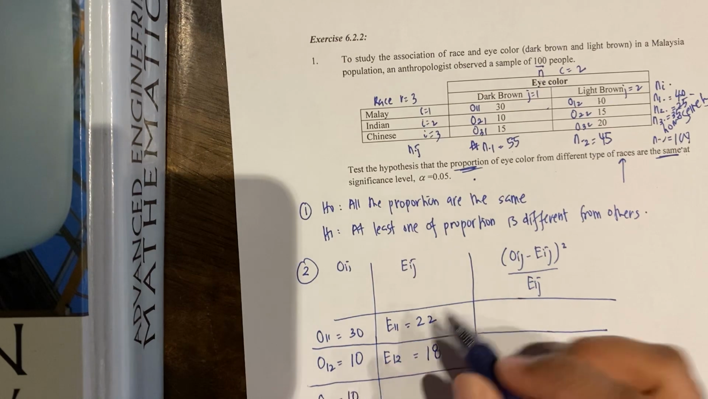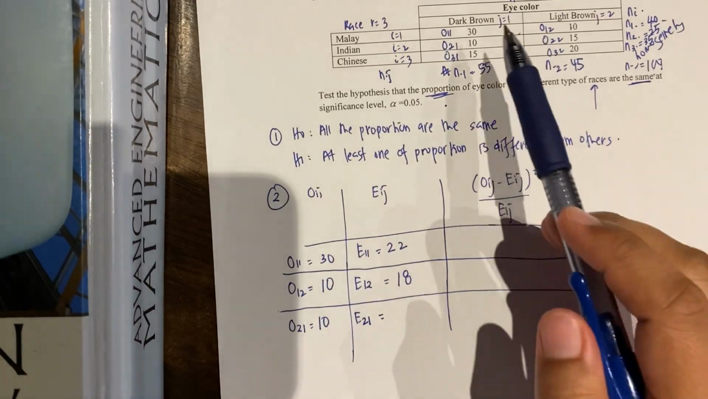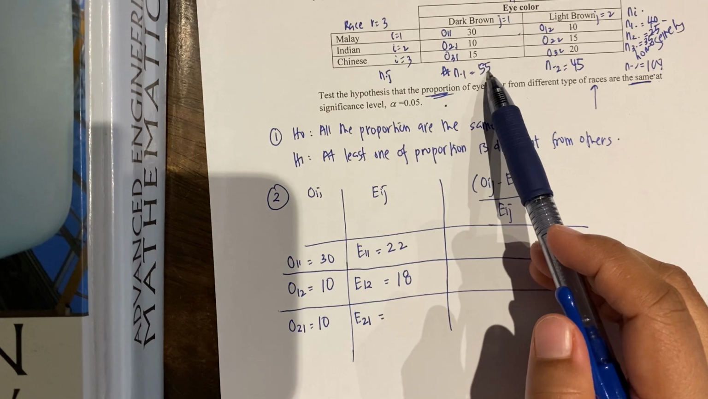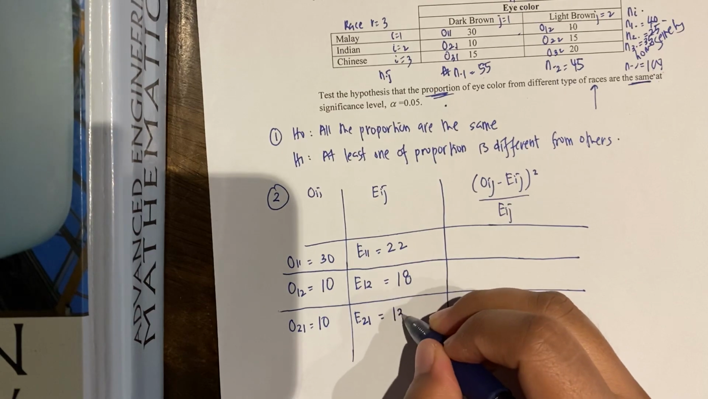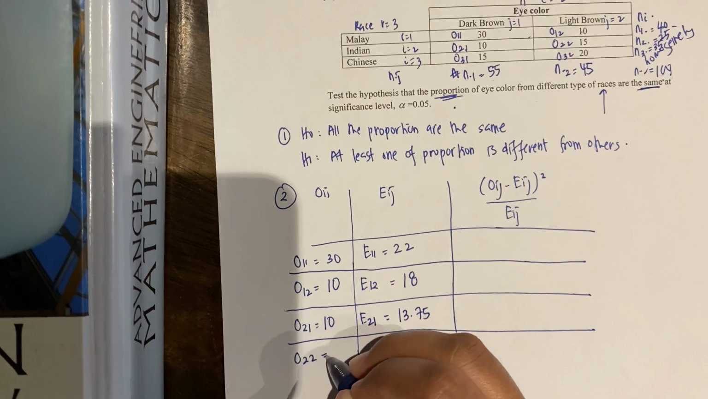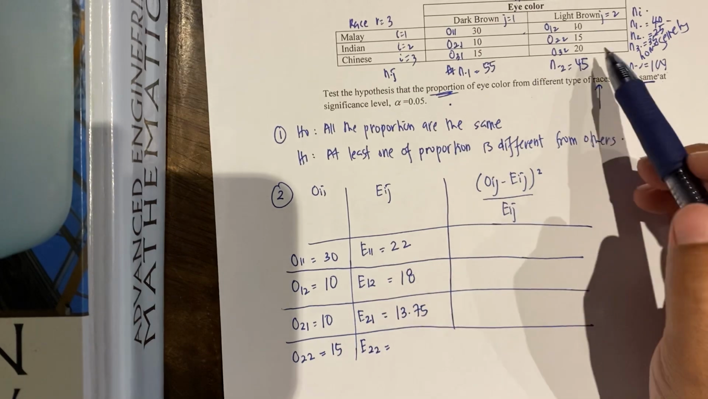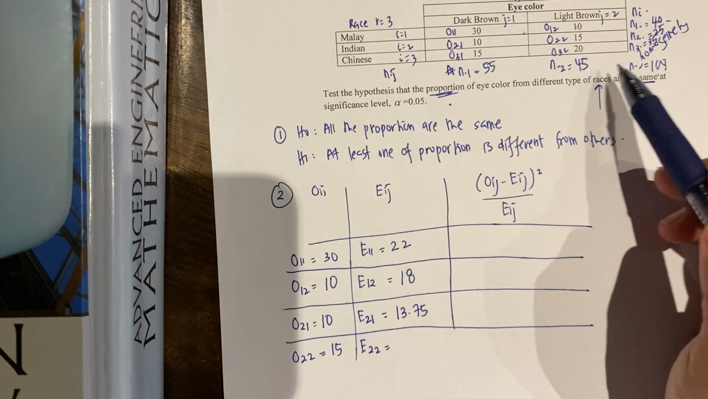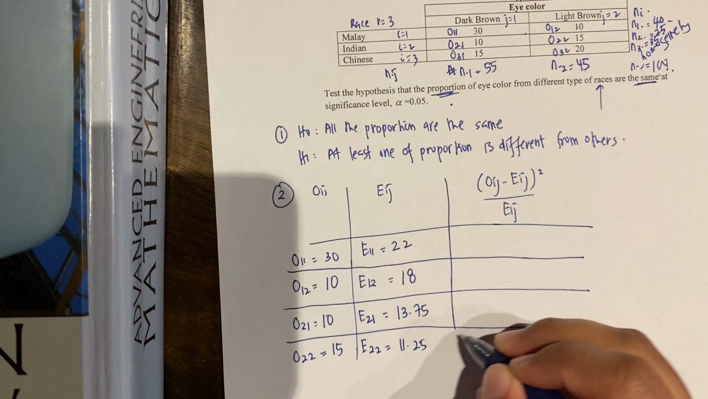O21, which is 10. So we are looking for the E21. The location is here, so 25 here times 55 divided by 100. So you will get 13.75. O22, 15. So we are looking for the E22. The location is here, so 25 here times 45 divided by 100, then you will get 11.25.